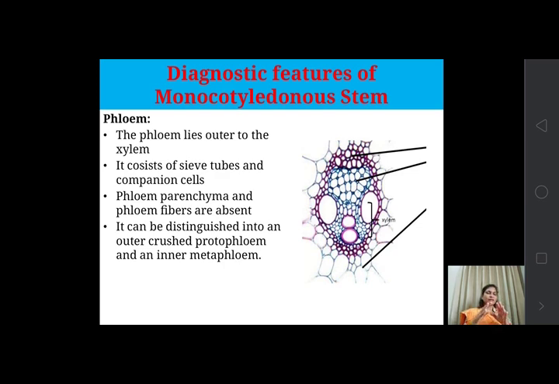This is the end of today's lecture, and the remaining part, the leaf of the maize plant, we will see in our next lecture.